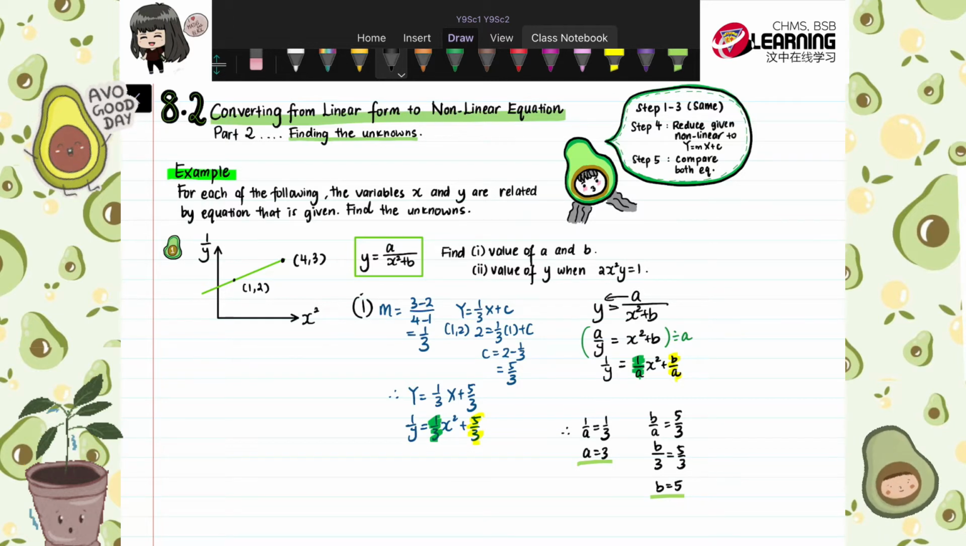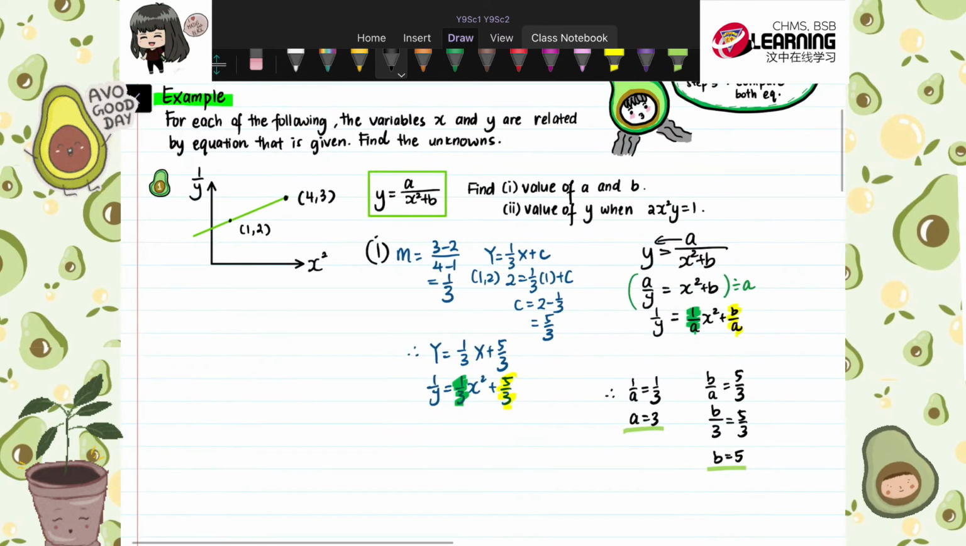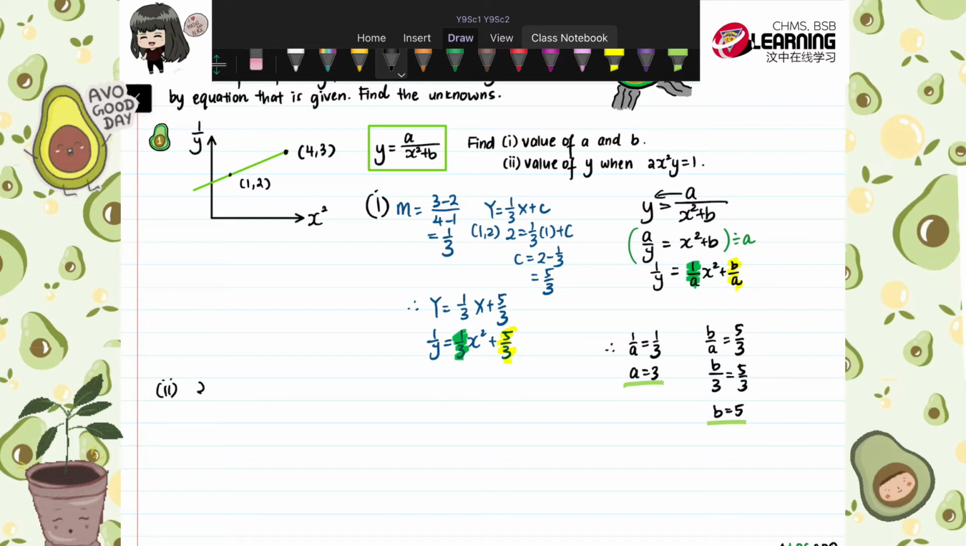Let's look at part 2. Part 2 here they say find the value of y when 2x squared y equals 1. The easiest way to do this question is, part 2 I do it here. I move my y to the other side, become divide. So 2x squared equals 1 over y. I make 1 over y the subject because I want to sub this 2x squared into this equation here.